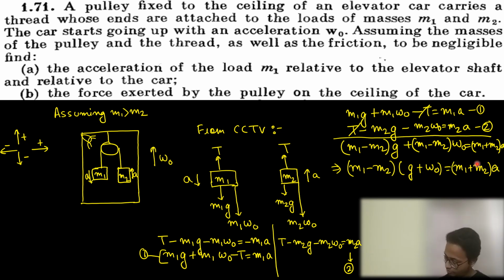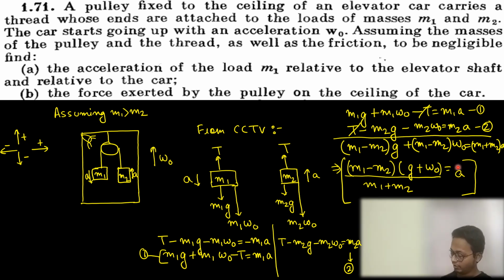Can I send this M1 plus M2 to the left hand side? Of course. So divided by M1 plus M2 on both sides. A is equal to this value. This value of A comes from which frame of reference? That means for which observer is the acceleration this value? From the observer that is on the CCTV. Now I need to find the acceleration from the ground.